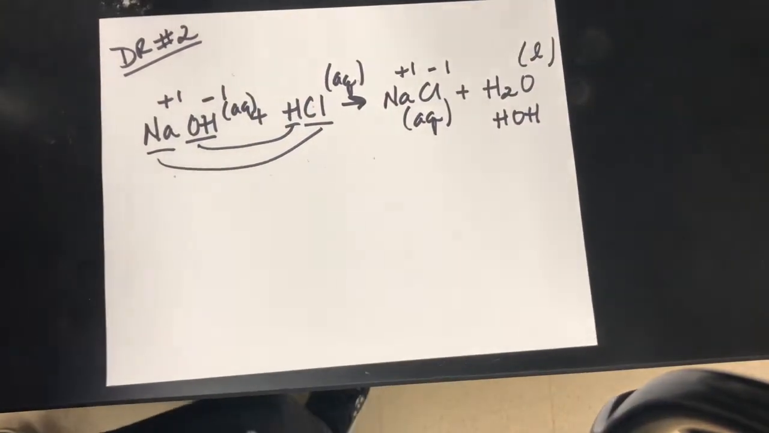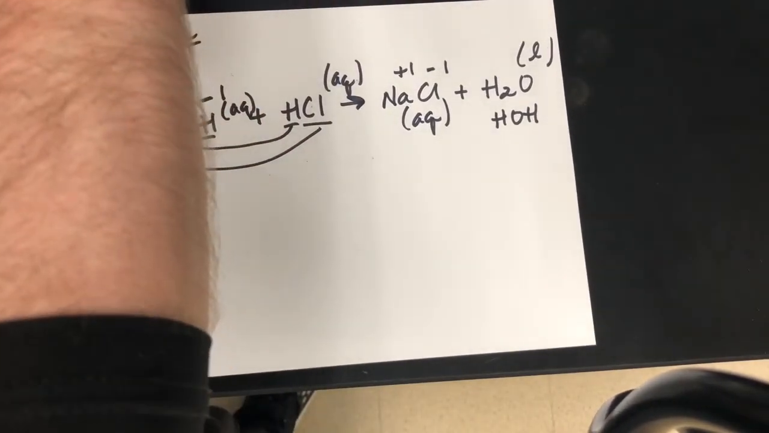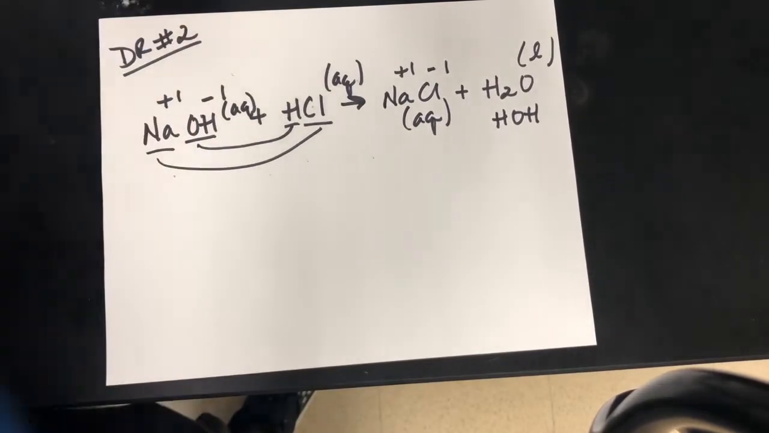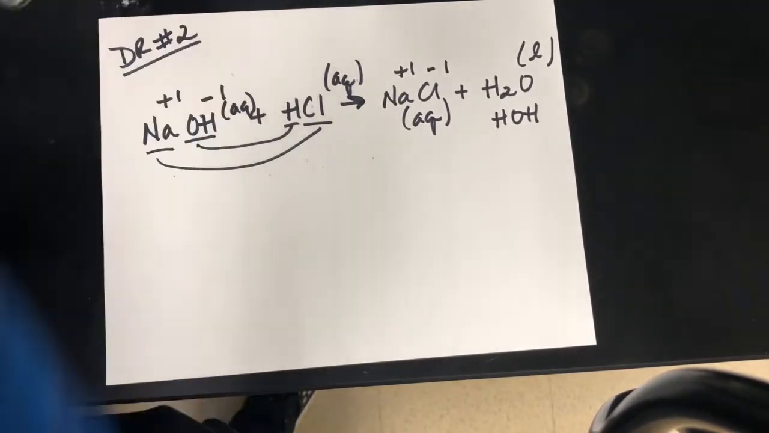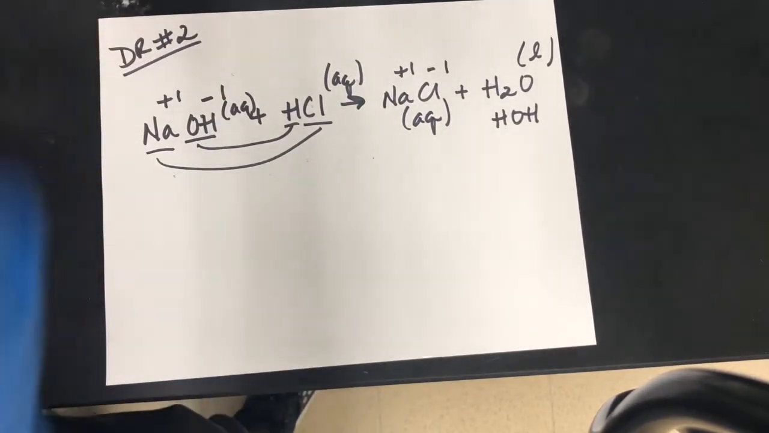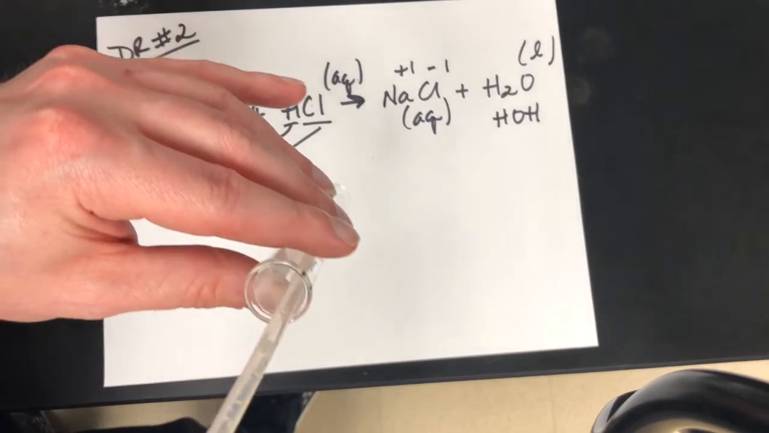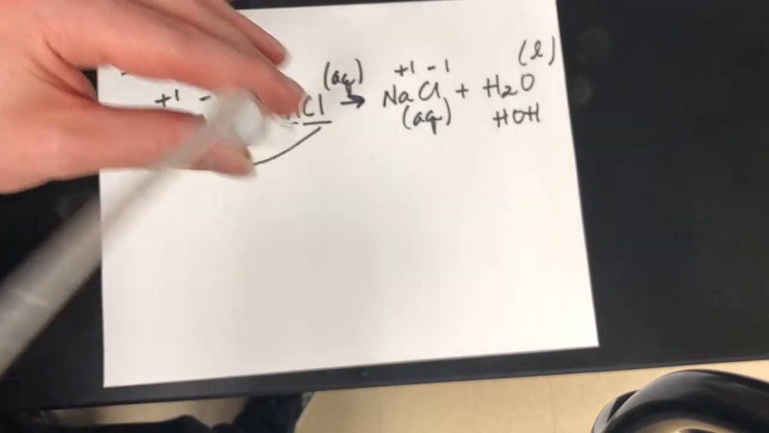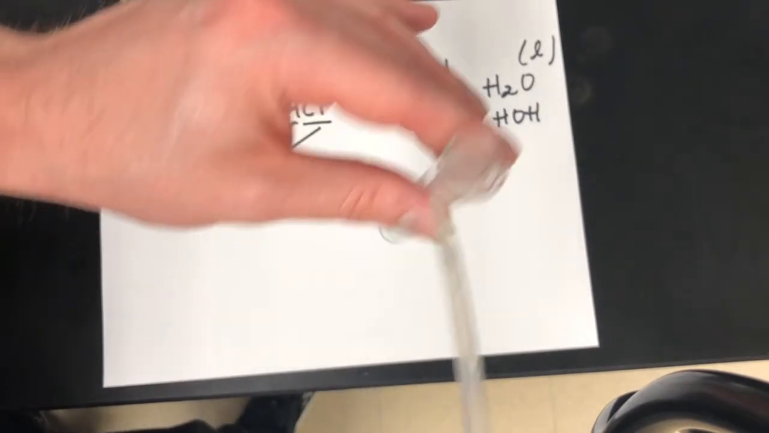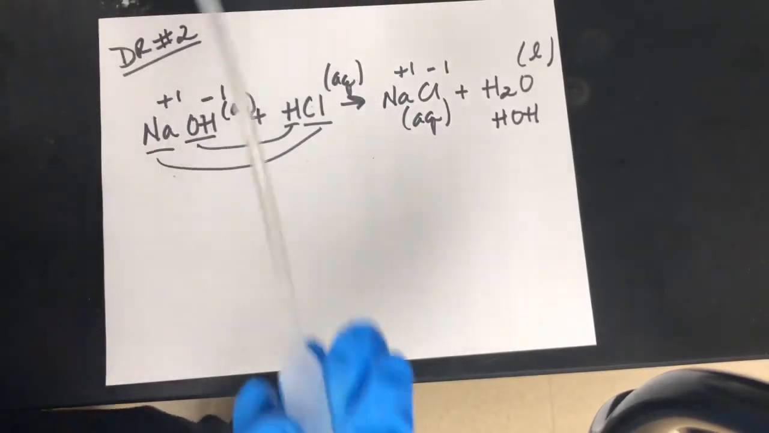Okay, so the lab procedure says mix sodium hydroxide and hydrochloric acid. Okay, so this is double replacement reaction number 2. So my sodium hydroxide's clear. We just got to put some healthy squirts. And hydrochloric acid. Okay, so did you see the bubbles going on? So you're going to have some effervescence going on.